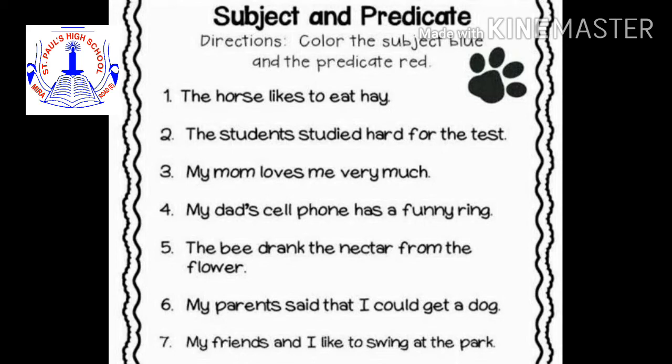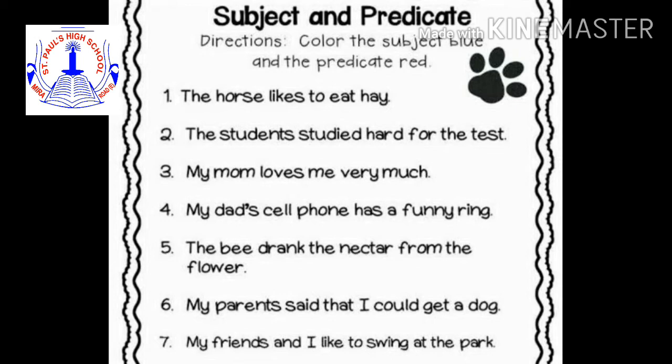So students, here I have given you all a few sentences for homework. Now I am going to read all the sentences and I am going to discuss the answers with you all. What are you all going to do? You all are going to listen very carefully, note down the sentences and write the answers. Students, you all are going to color the subject with blue color and color the predicate with red color.